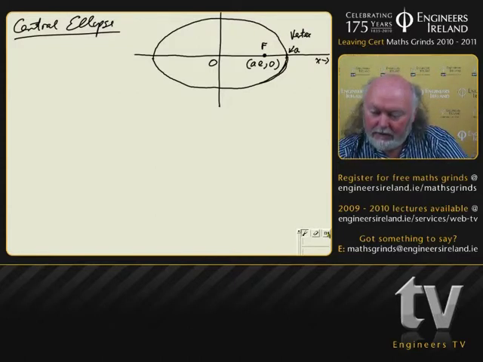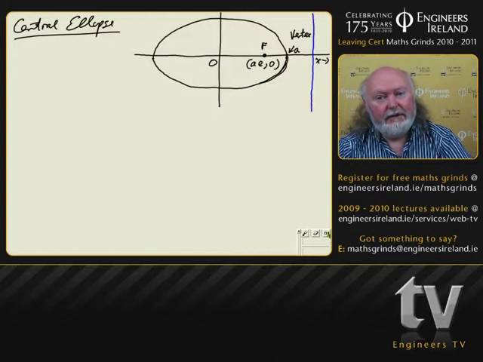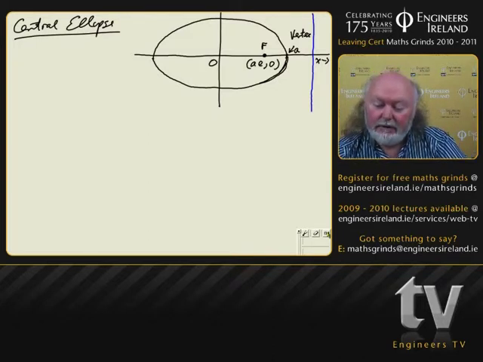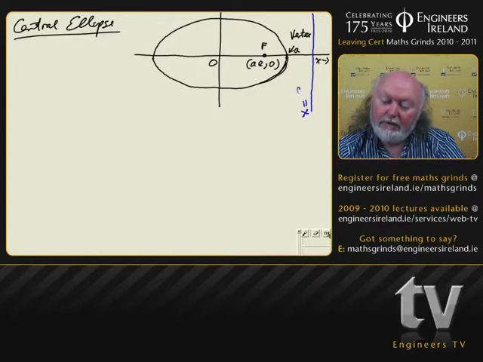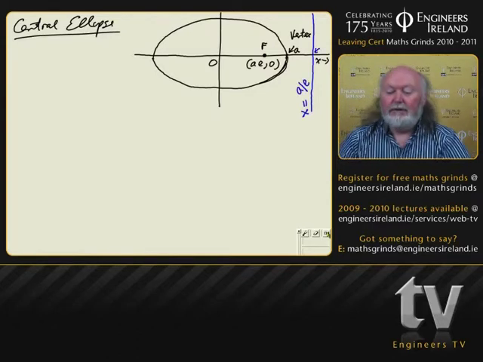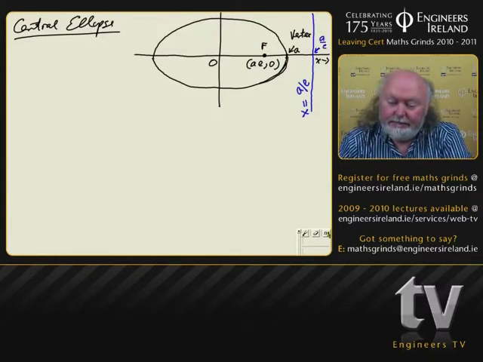What about our directrix sitting over here? The equation of any vertical line is x equal to some constant or another. And the constant for this, so that point there, is A over E. So that whole line is x equal to A over E.